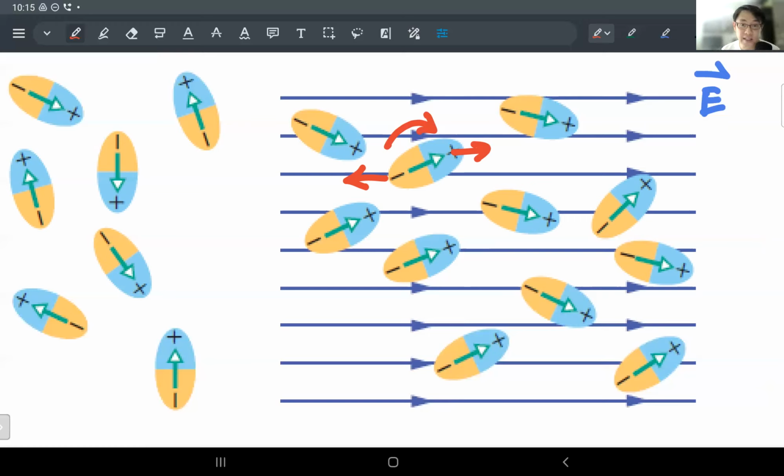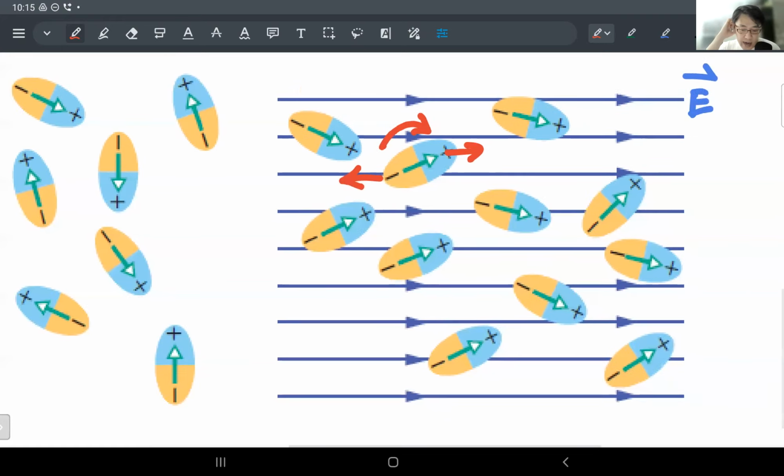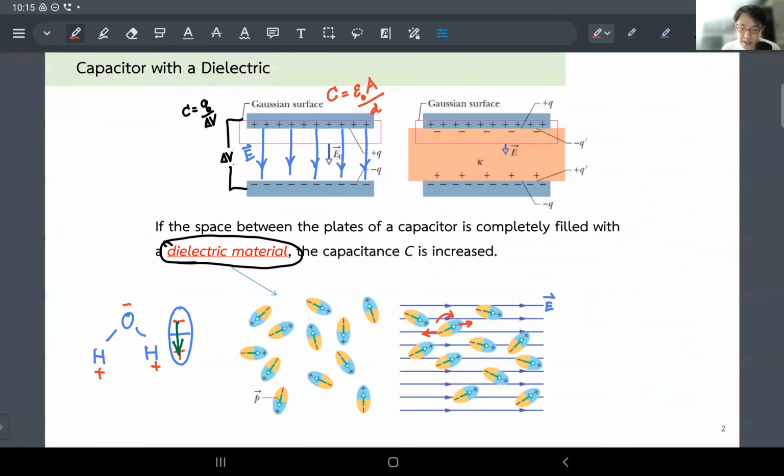You can think of the scenario as just like a compass within a magnetic field. A compass always points north, for example, when you place it inside Earth's magnetic field. Same thing over here. Now you have an electric field, and you have an electric compass over here. It's trying to align with the electric field. Cool. Okay.